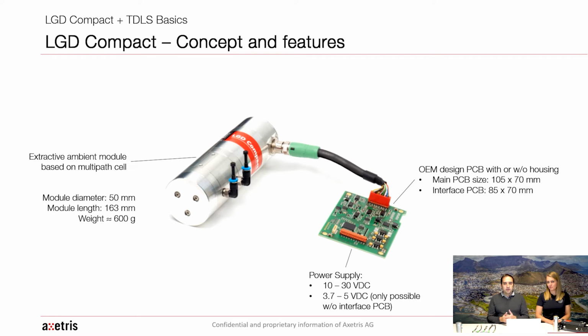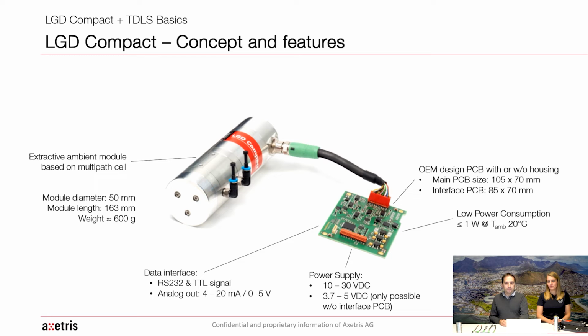For the power supply, what you have to feed to the device is 10 to 30 volts if you have the interface board, or 3.7 to 5 volts if you have only the main board. For the data interface, it is all TTL if it's a main board, or RS232 if it's with the interface board, but also some analog outputs, 4-20 milliamp or 0.5 volt.